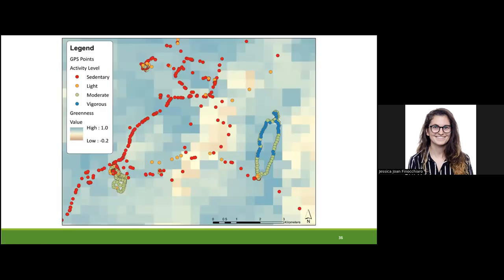And so this is a schematic of how we look at these data, where activity level is the color of the dots, and the location, obviously, of those dots. We overlay that with this vegetation data set.